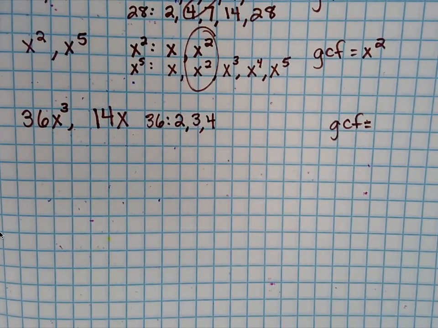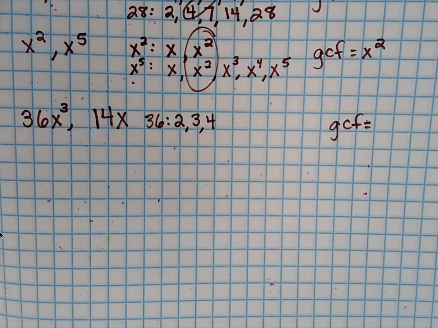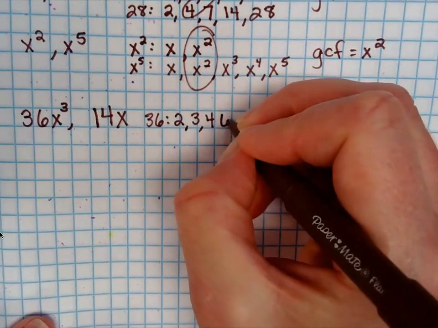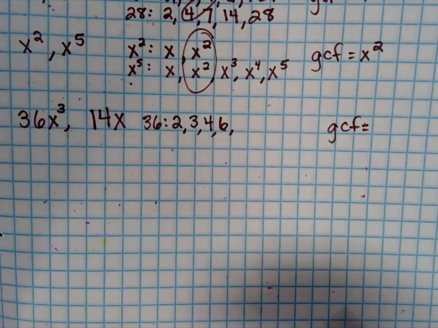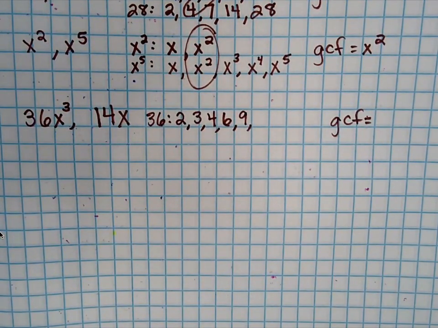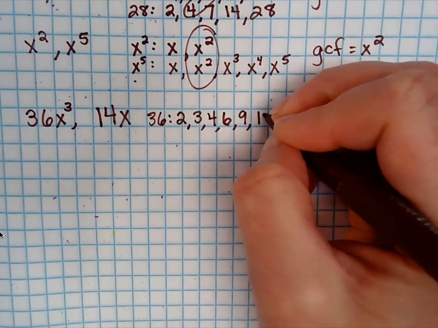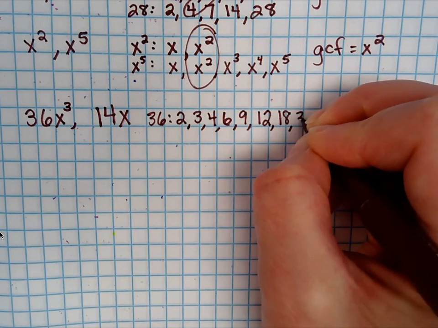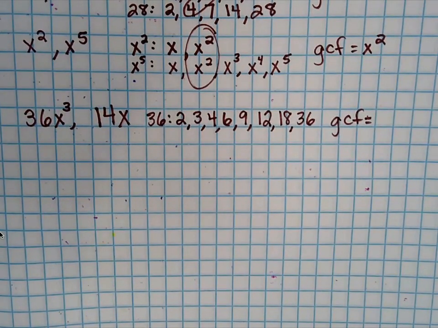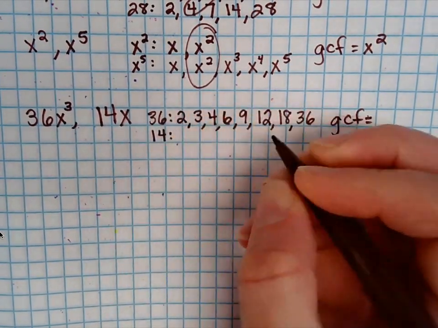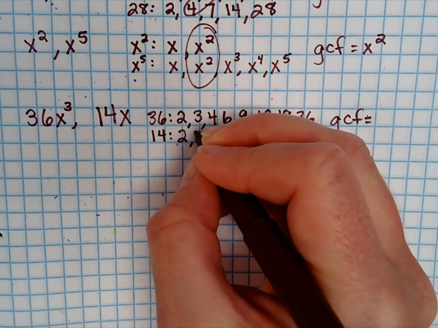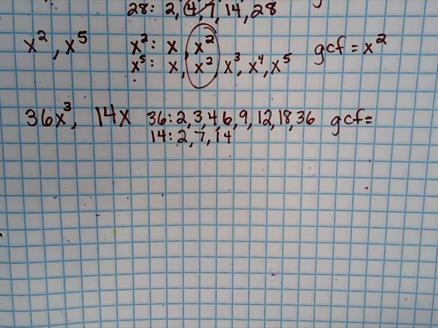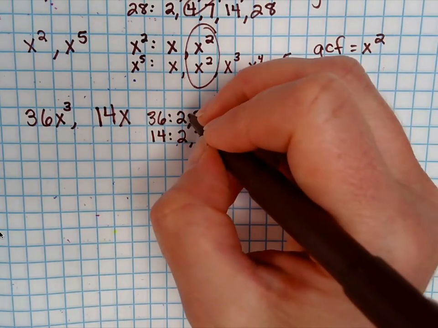And if you're not sure, you can use your calculator. 6, 9, 18 and 36. And then we have 14. This one's a little bit simpler. We just have 2, 7, and 14. So what's our GCF? 2.